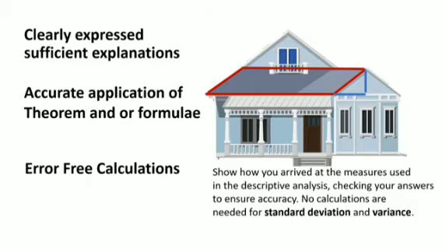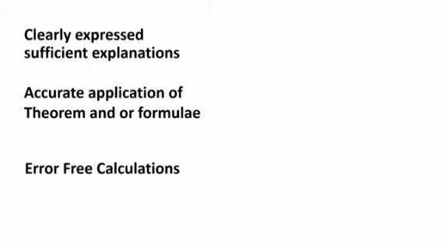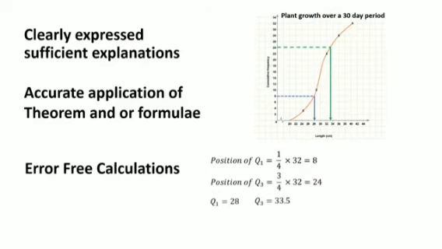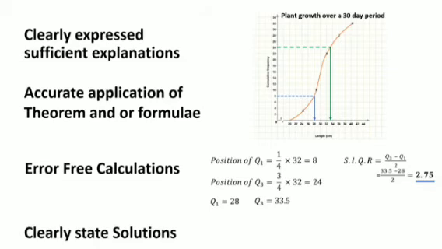Here is an example. If you were investigating whether a new fertilizer boosts plant growth over a 30-day period, you may need to display two cumulative frequency curves and calculate the semi-interquartile ranges. Here is how this can be calculated. Note that your solution must clearly state the answer and it must be easily identified.